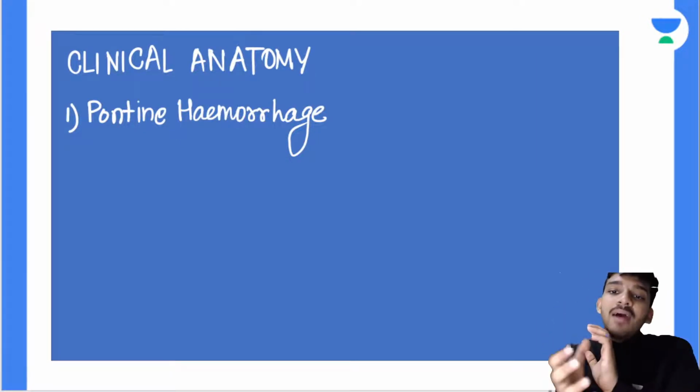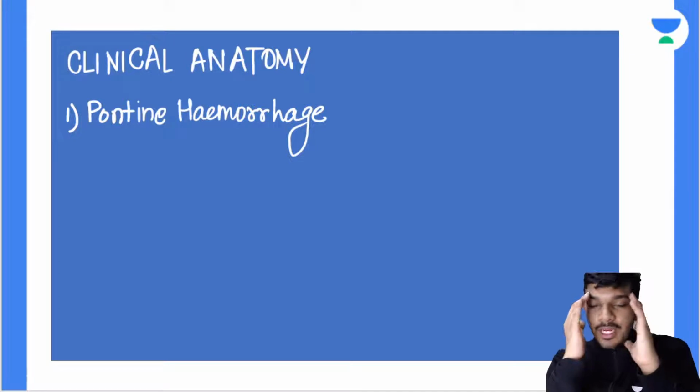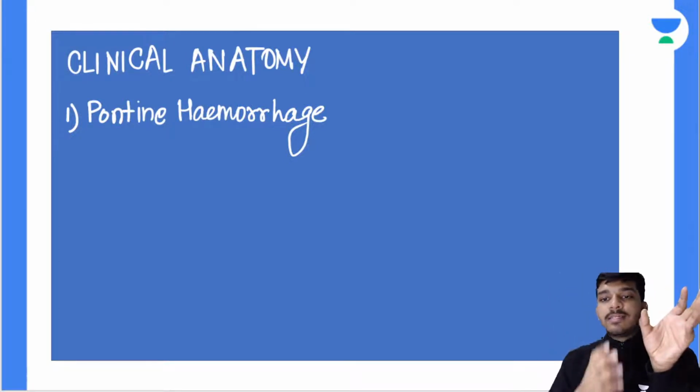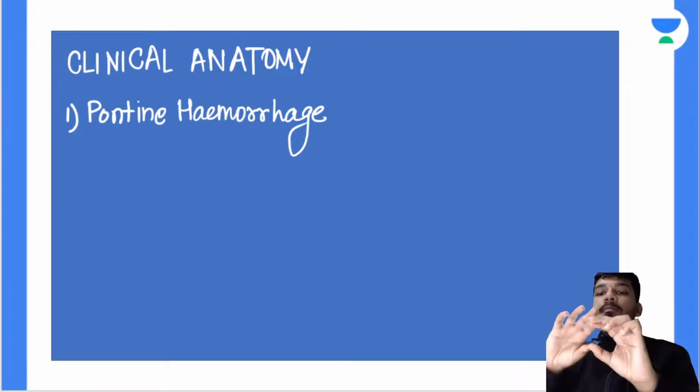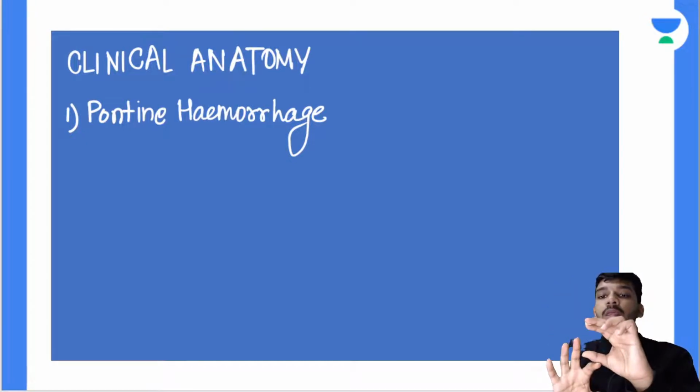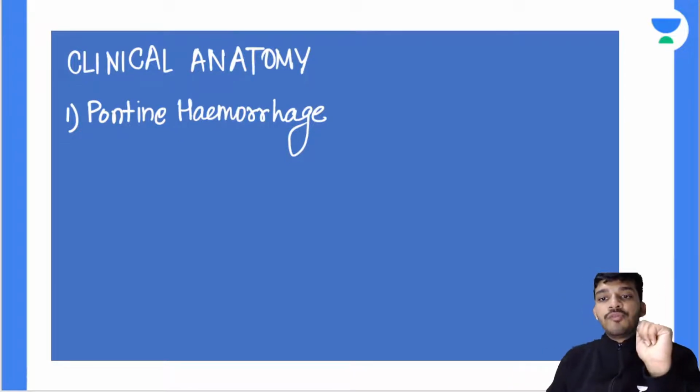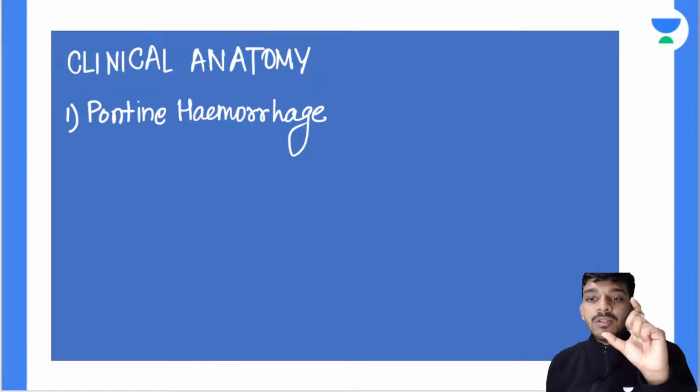Anything that has to pass through the pons will get damaged, and that is very problematic because the pons is in the center. Above the pons is the midbrain, and below it is the medulla. Whatever has to go up from the medulla to the cerebral cortex will pass through the pons, and whatever comes down will also pass through the pons. So first of all, which nucleus is there in the pons?